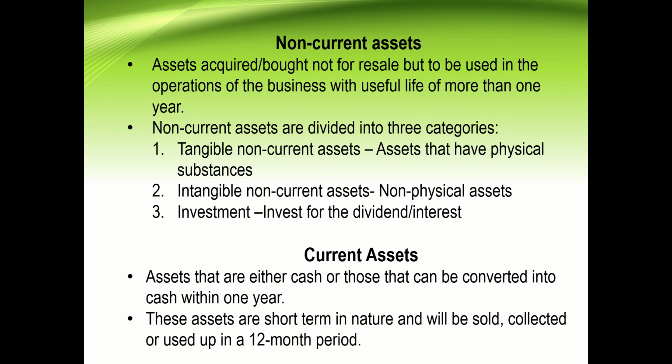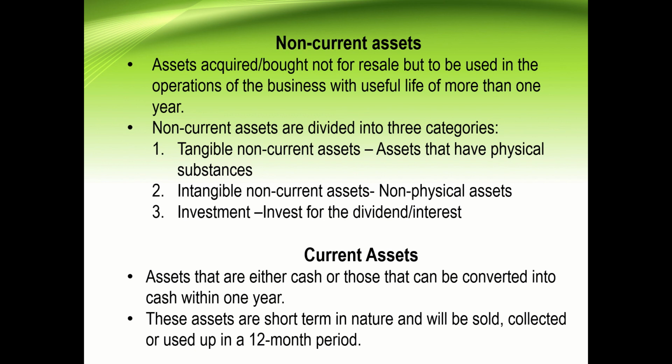Now, let's look at the third category of non-current assets, which is investment. What does investment mean? It refers to the sum of money placed in other organization in the hope of getting more money in the form of return, which is in the form of dividend or interest. For example, quoted and unquoted investment and fixed deposit.